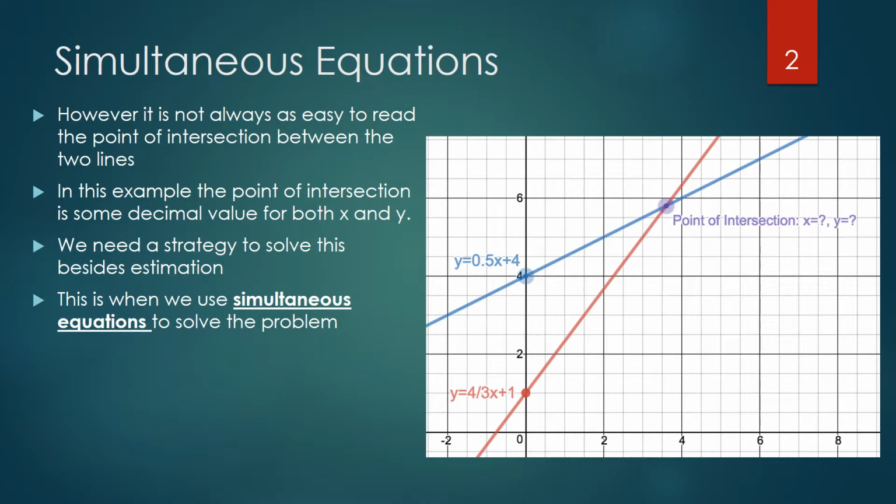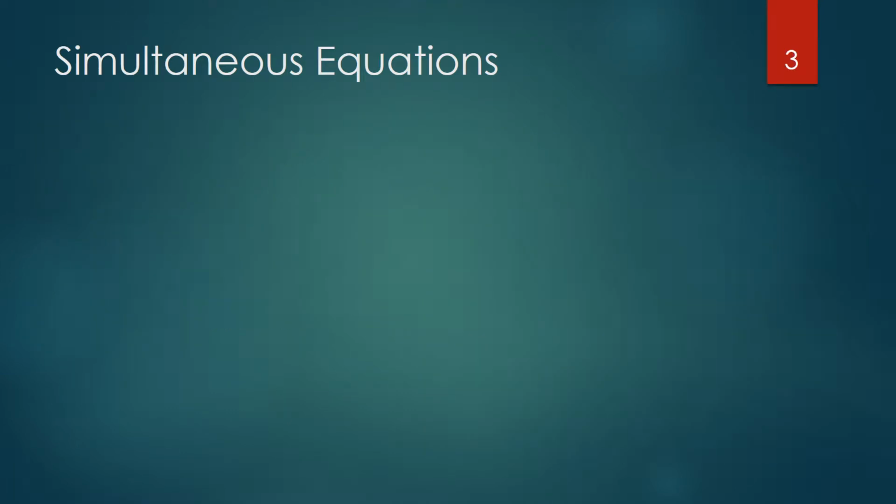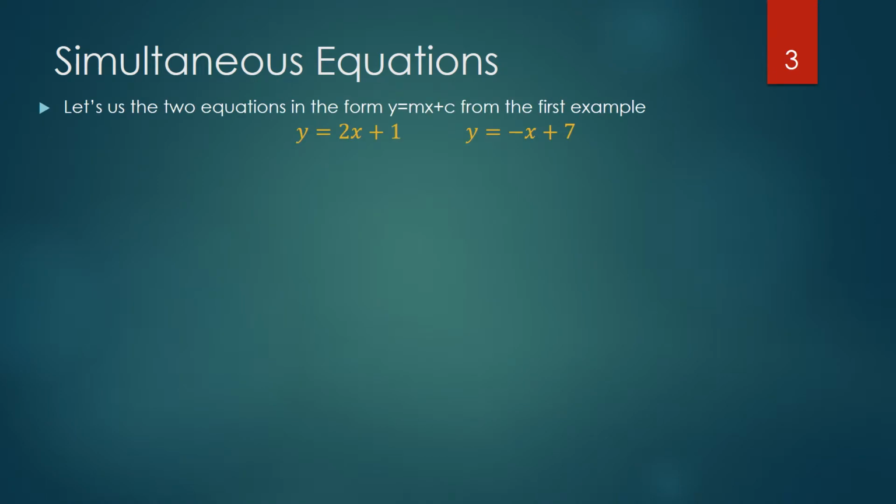Okay, so if you think back to the first graph, we had two equations, 2x plus 1 and negative x plus 7. When these two equations meet, both of the y values are the same, which we found was 5, and both of the x values are the same, which is 2. Since this here equals 5 and this here equals 5, that means this side here is equal to this side here.